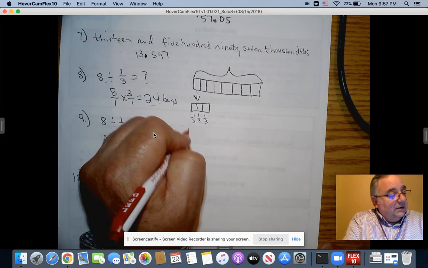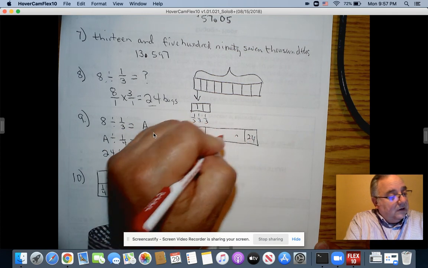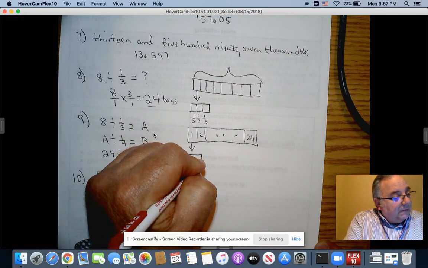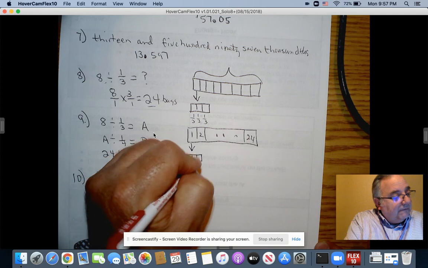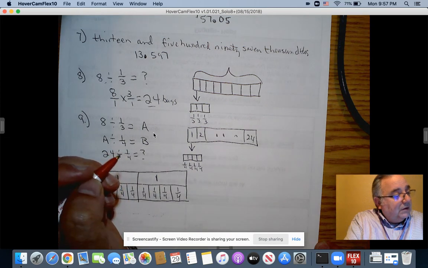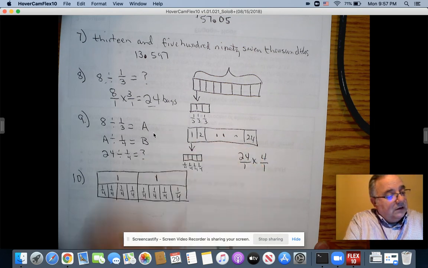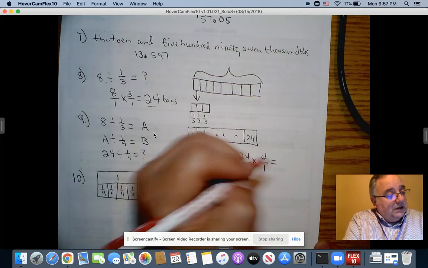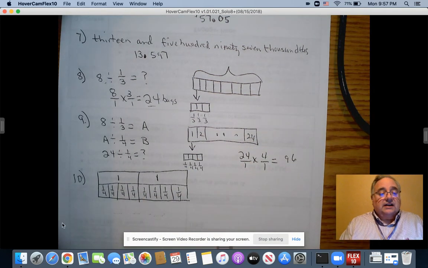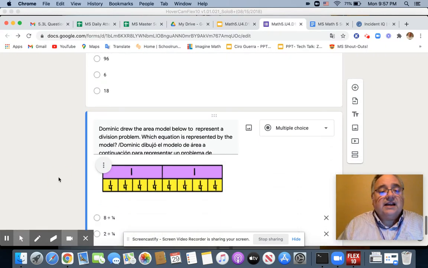So what I do, I make sure that I have 1, 2, and in each one of those, there's going to be 4 of them, right? So that's 1/4, 1/4, 1/4, 1/4. So then I take 24 ones times 4. That's the reciprocal, which gives me 6 carry 1, 96. So the answer is 96. There it is. And then we're down to the last one.